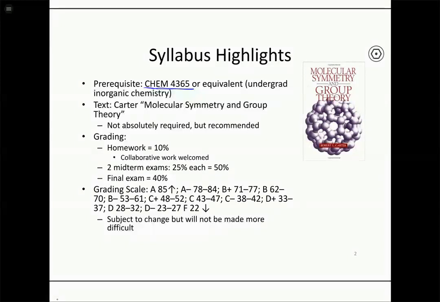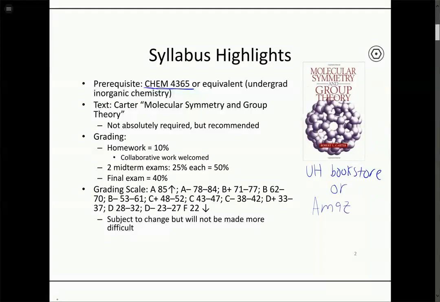Alright, so we have a recommended textbook called Molecular Symmetry and Group Theory. It's a pretty small paperback book, so it's nothing that's going to be too heavy to carry around. You can buy this at the UH bookstore if you'd like. I have copies on order there. You may be able to get a better price though online from something like Amazon or other online book dealers. It's not a terribly expensive book as far as I know, and I would also mention that it's not absolutely required. But it is recommended.